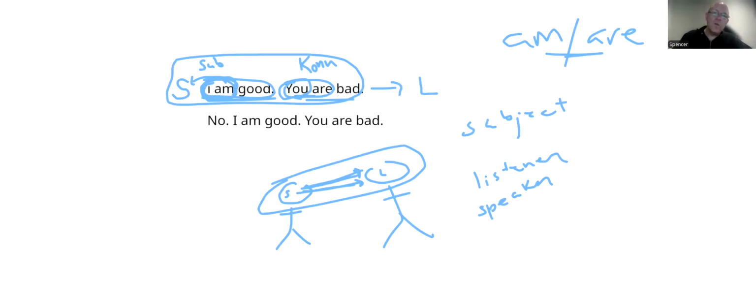"I am Spencer, you are Ellie." "I am Newton, you are Ellie." Or "I am good, you are bad." Good and bad are easy because you can illustrate good with a thumbs up gesture, like everything's good, or bad with a thumb down gesture, everything's bad.